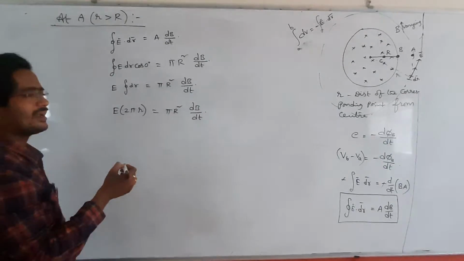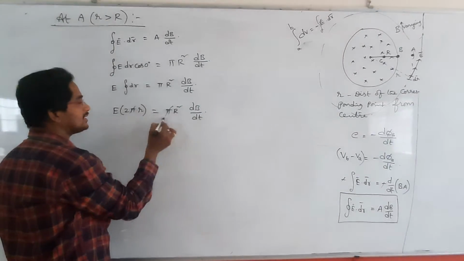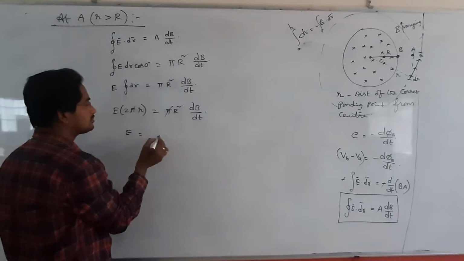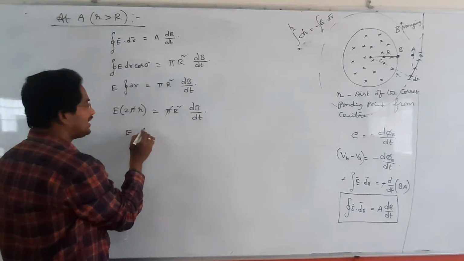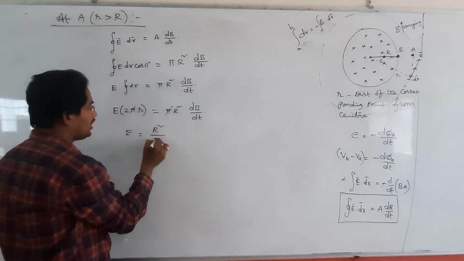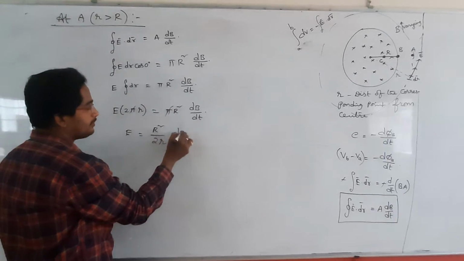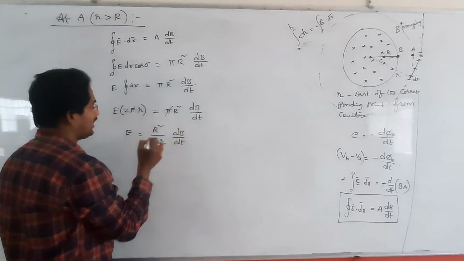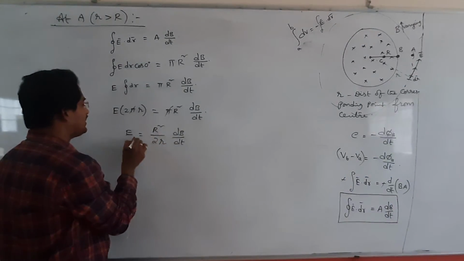Then what and what cancel here? Pi cancels. E is equal to what here? We are getting it as r squared by 2r dB by dt. Okay, so this is the electric field intensity at A.